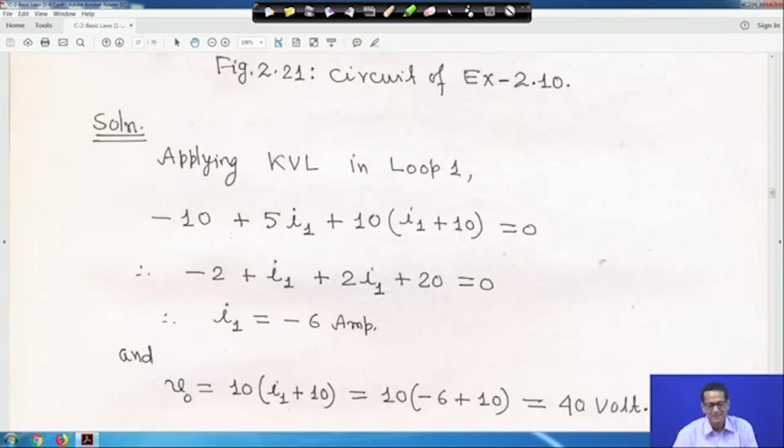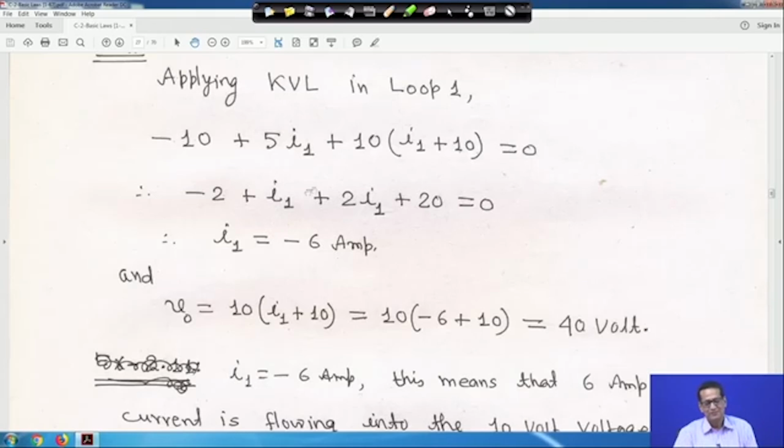So, thus I am writing minus 10 plus 5 I1 plus 10 into I1 plus 10, equal to 0. Now you simplify. What you do is divide both sides by 5. So it is minus 2 plus I1 plus 2 I1 plus 20. I mean, this equation both sides divided by 5. Therefore, I1 we get minus 6 ampere.